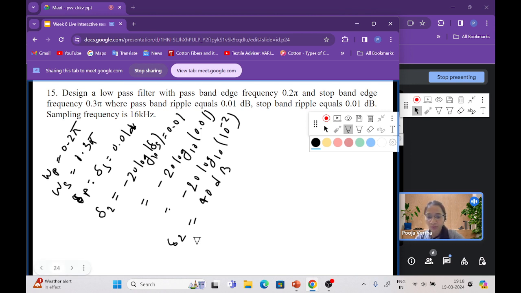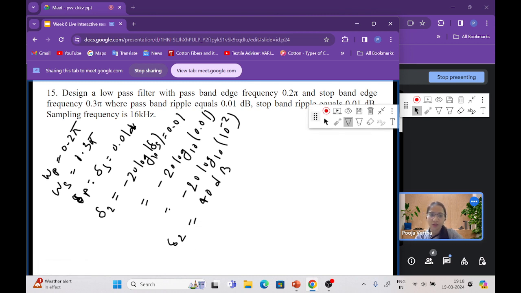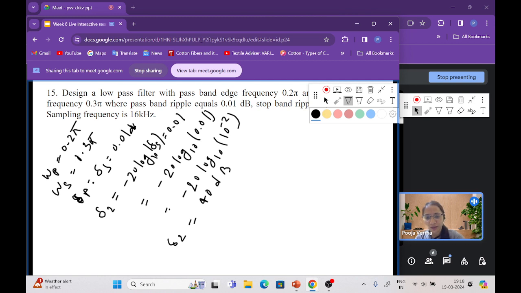What is the main lobe width or transition bandwidth? You can say that of the frequency response of a low pass filter. You have seen that the main lobe width can be defined as omega s minus omega p, or the normalized transition bandwidth. So omega s is given 0.3 pi and omega p is given 0.2 pi. From here we will get 0.1 pi.